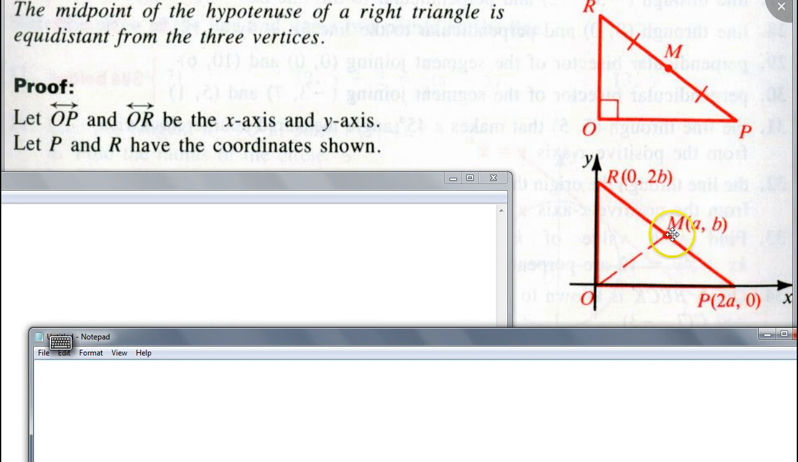If they call this M, A comma B, what if I were to draw a vertical line through M? Look at where this vertical line hits the x-axis. Where would it hit? A, right? So Brianna, if it hits at A, guess what? It's going to be the midpoint of this segment. Remember, that was one of the theorems we learned.